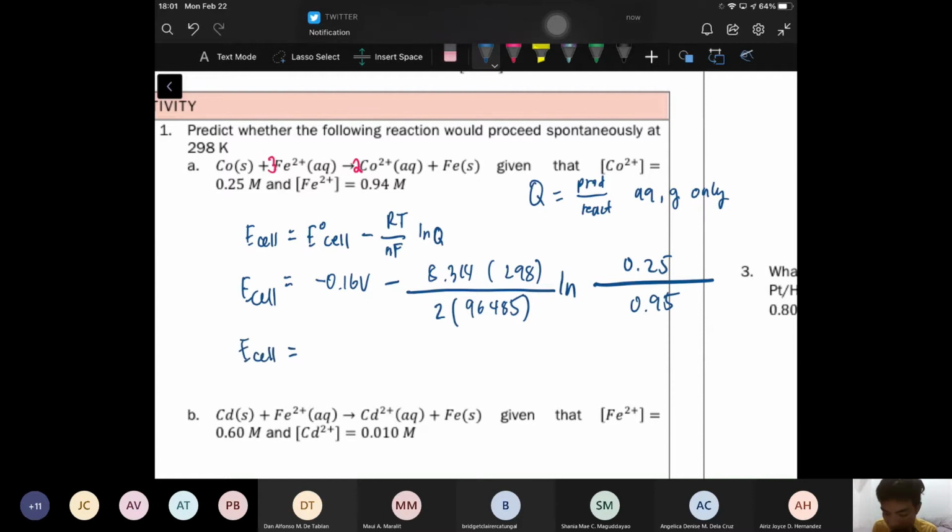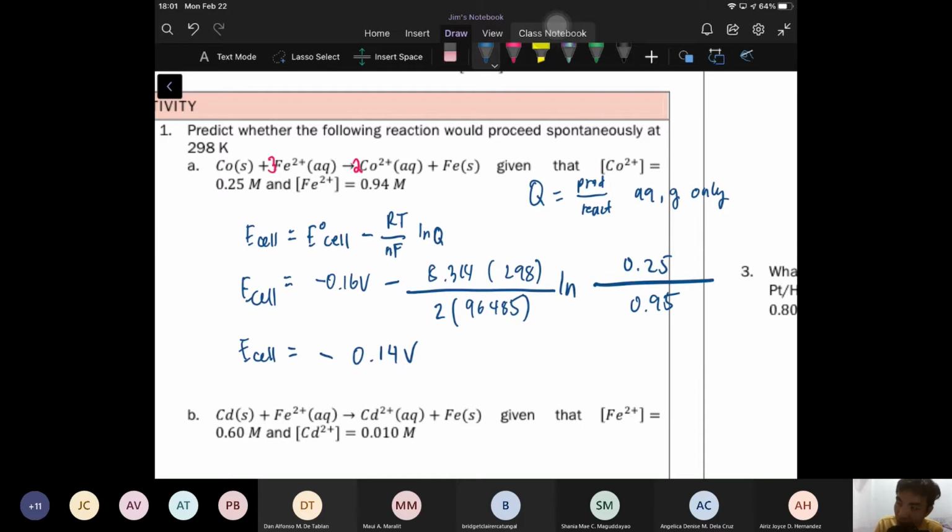Solve natin. Sana mag-positive siya, no? Kasi nakalimutan ko na yung sagot dito. Pero kung hindi siya positive, edi sige. Tanggapin na lang natin yung fact na hindi siya spontaneous pag ganun. 2 times 96485 ln 0.25 sa taas, 0.95 sa baba. Negative pa rin. Okay. However, medyo maging optimistic tayo. Ano nangyari sa E-cell mo? Nagbago. So, from negative 0.16, tumaas siya to negative 0.14.